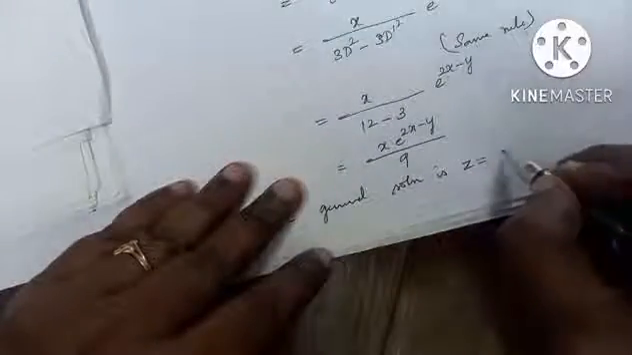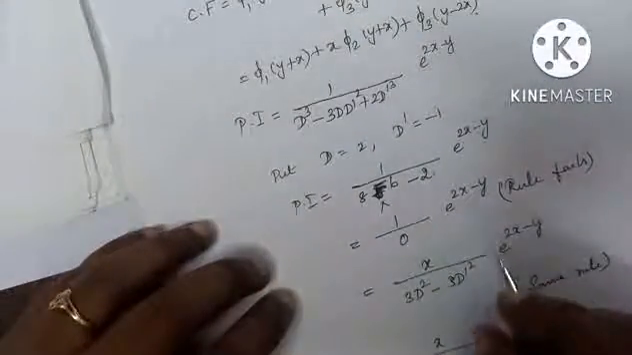Let us write the general solution: Z is equal to CF plus PI. Write the answers of CF and PI. Problem over. Okay. So we shall discuss type 2 problems in the next video.